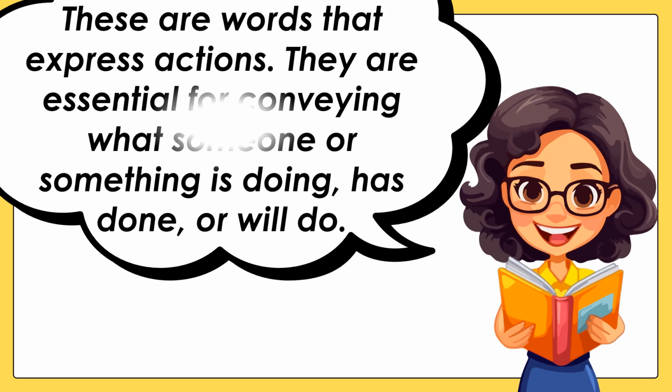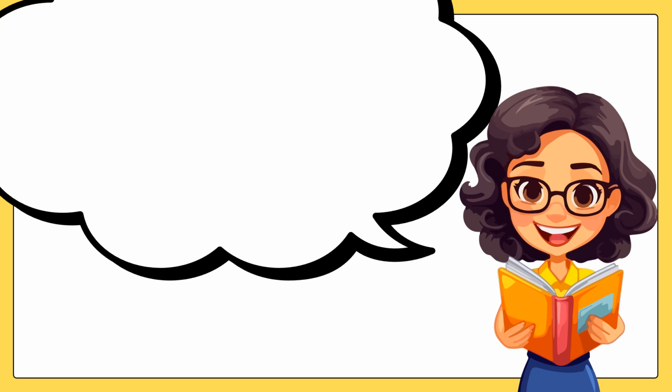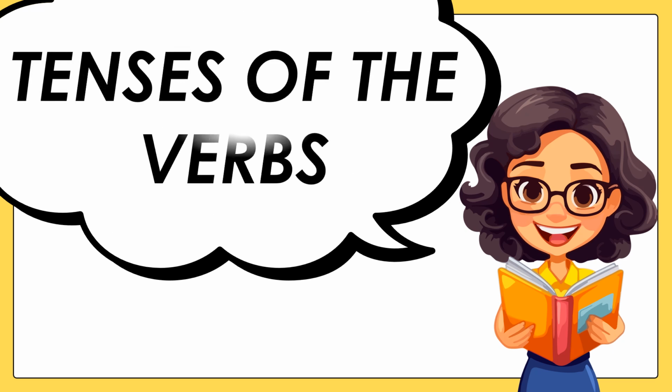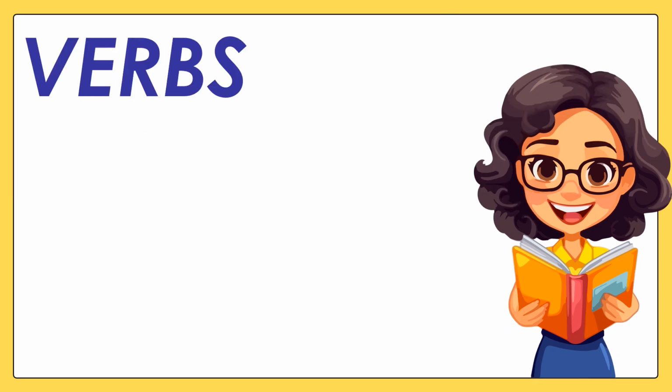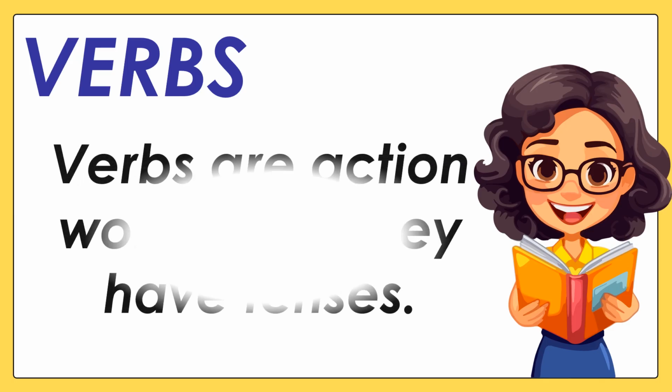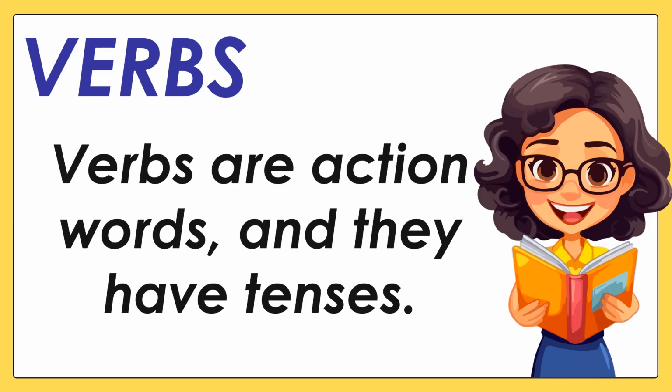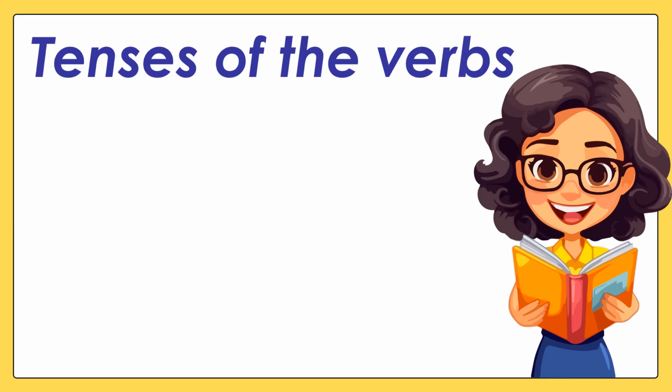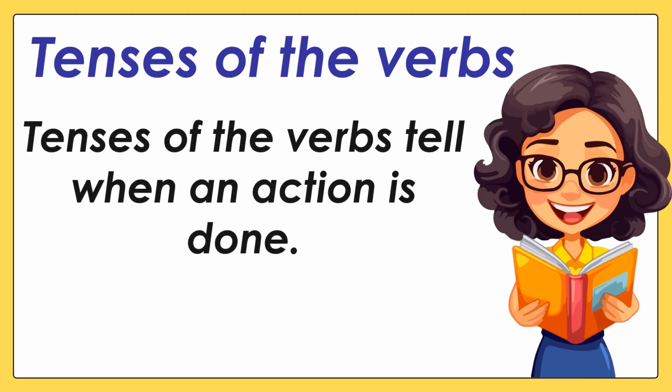These are the words that express actions. They are essential for conveying what someone or something is doing, has done, or will do. This is what we call tenses of the verbs. So now let's have verbs first. Verbs are action words and they have tenses. Tenses of the verbs tell when an action is done.